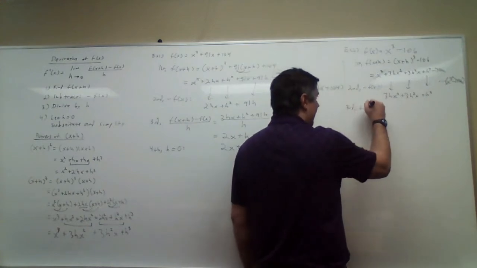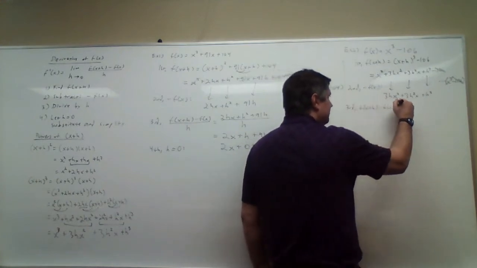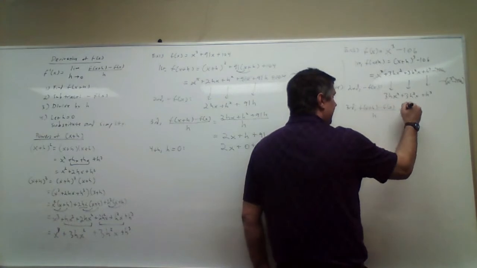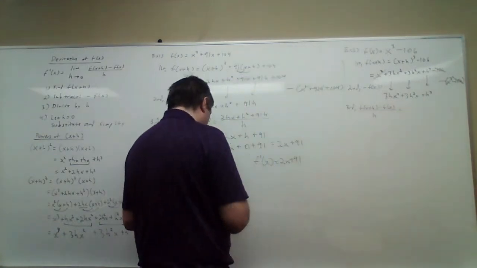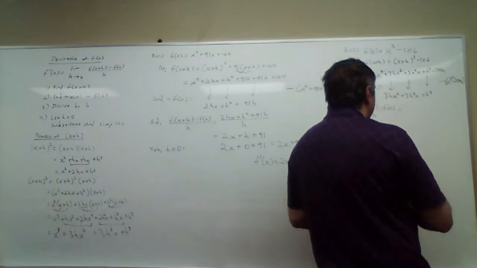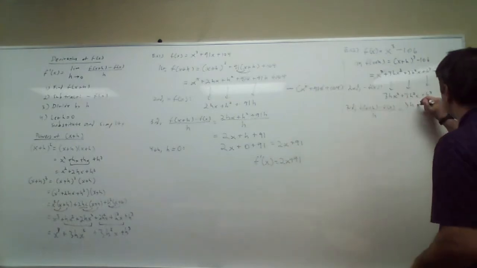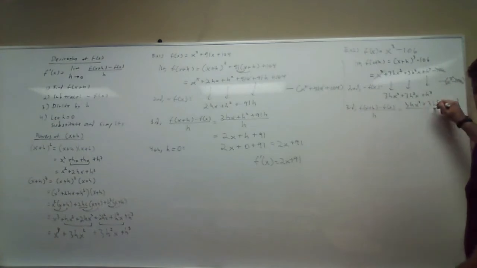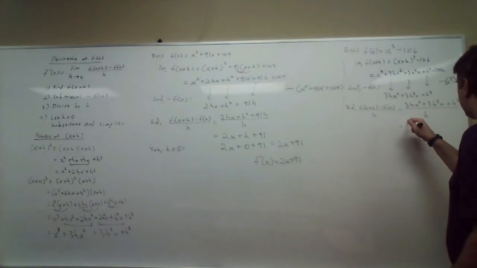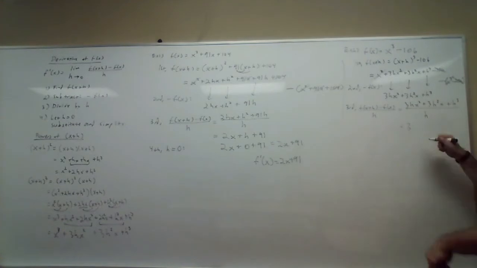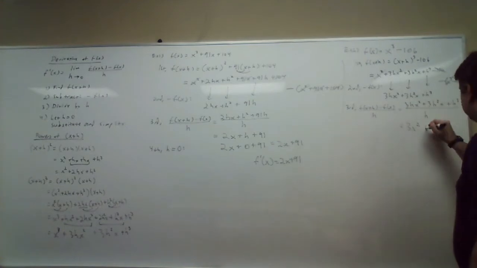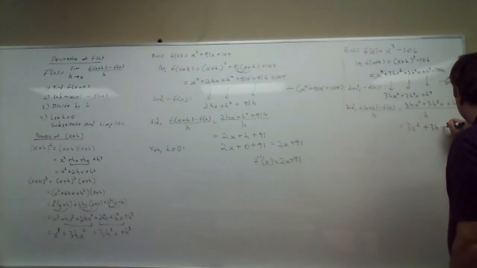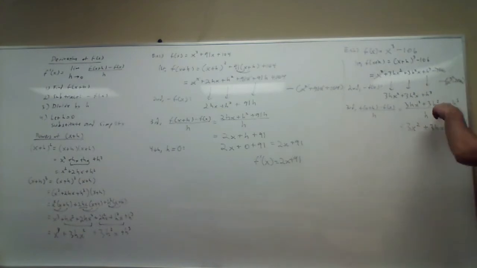Third, f of x plus h minus f of x over h is these three terms all over h, and they will go down a power. So they will become 3, they'll go down a power of h. So this will become 3x squared plus 3hx, because that'll go down to h to the first, and then h squared.